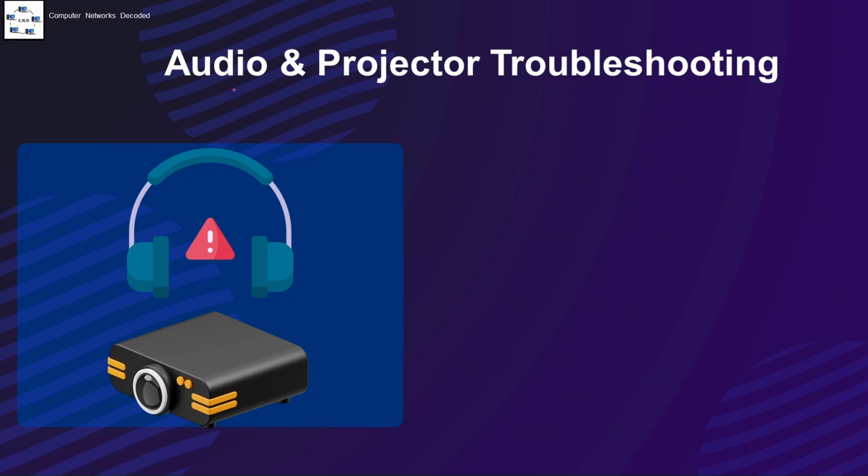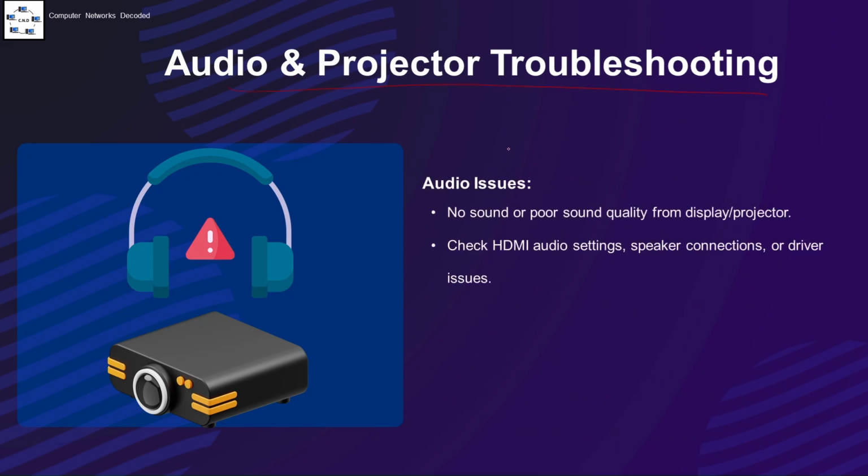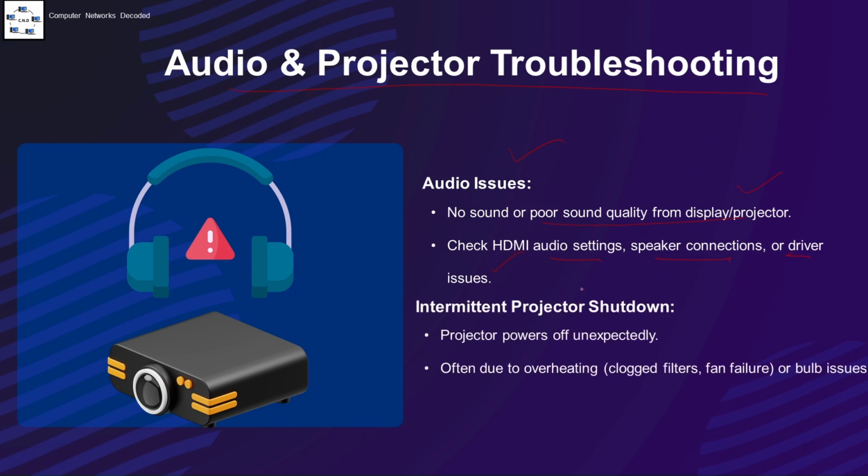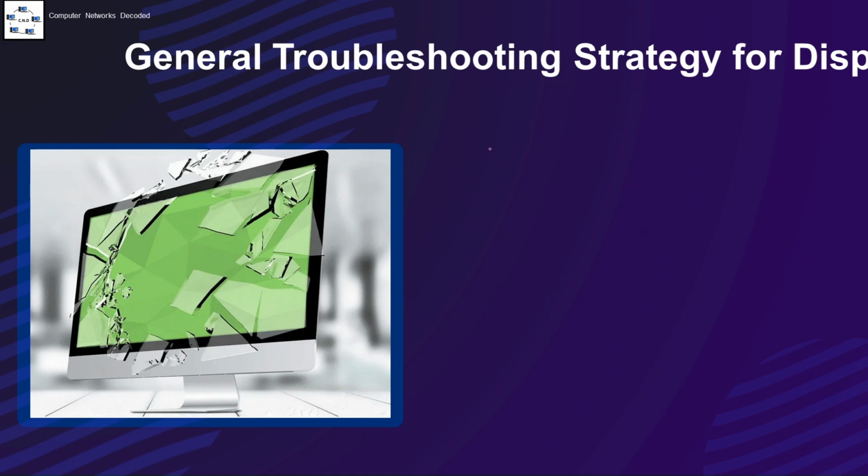Audio and projector troubleshooting. Audio issues may be no sound or poor sound quality from the display or projector. Check the HDMI audio settings, speaker connections, or driver issues. Intermittent projector shutdown, so the projector shuts down unexpectedly. It is often due to overheating, clogged filter, fan failure, or bulb issues.